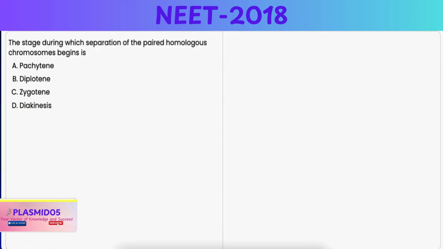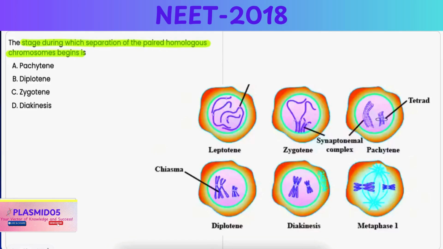In this question, you have to identify the stage during which separation of paired homologous chromosome begins. Option A, pachytene. It is incorrect because it is a stage of prophase 1 of meiosis where homologous chromosomes are fully synapsed and crossing over, that is the exchange of genetic material, occurs.